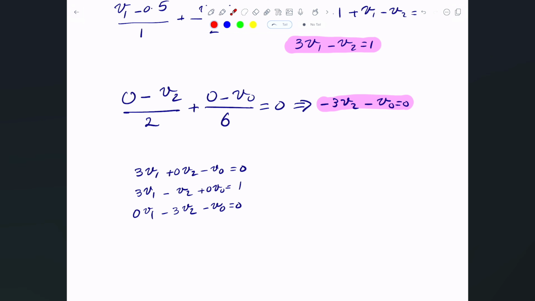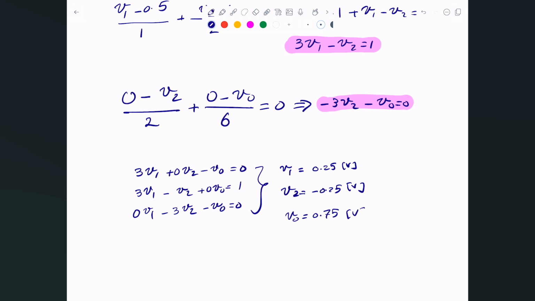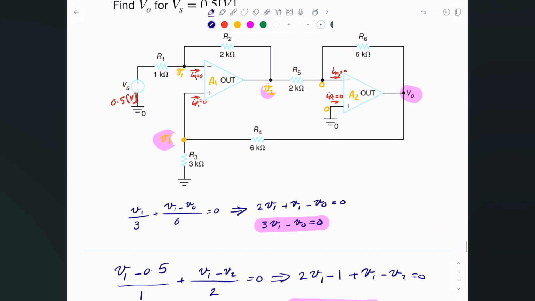I went ahead and summarized these equations, and I wrote them in terms of V1, V2, V naught. If V2 doesn't appear, for example, I gave it the scalar 0, and all I have to do right now is solve the three equations with three unknowns to figure out the values of V1, V2, and V naught, and that should result in V1 being 0.25 volts, V2 being negative 0.25 volts, and V naught, the one I'm looking for, is simply 0.75 volts. That's basically it. We have everything we need, and that's V naught.